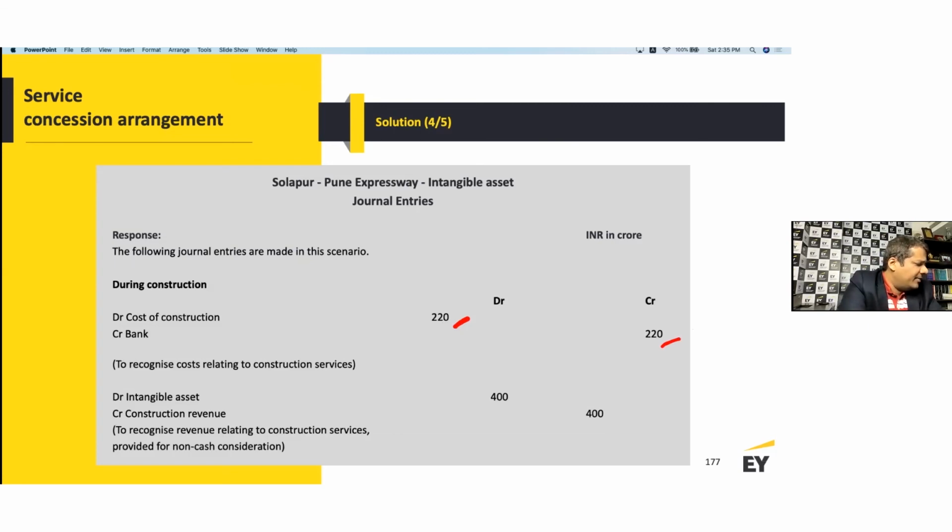And then there is an intangible asset 400, and then construction revenue. So my revenue here is 400, my cost is 220. So in my year one during the construction, I record a profit of 180, right? Which is very, very high, 180 profit, but that's the information provided in the question. So you're going to record a profit of 180, 400 as an intangible construction revenue, and the debit of that goes into intangible asset.